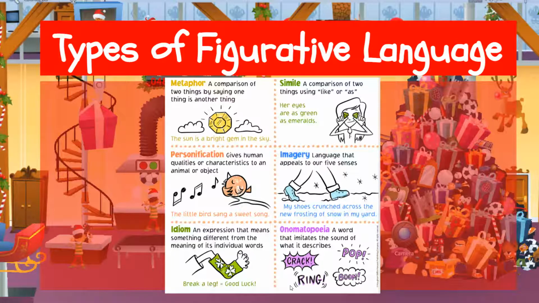Idioms are expressions or sayings that mean something different from the real meaning of the individual words. So break a leg, if you say it in the context of, hey, good luck at your play tonight, go break a leg, you're telling somebody good luck. It doesn't mean that you actually want them to break a leg. Lastly, onomatopoeias are one of the easiest to remember, but not the easiest to spell. It's a word that imitates the sound that it describes, like crack, ring, boom, pop.